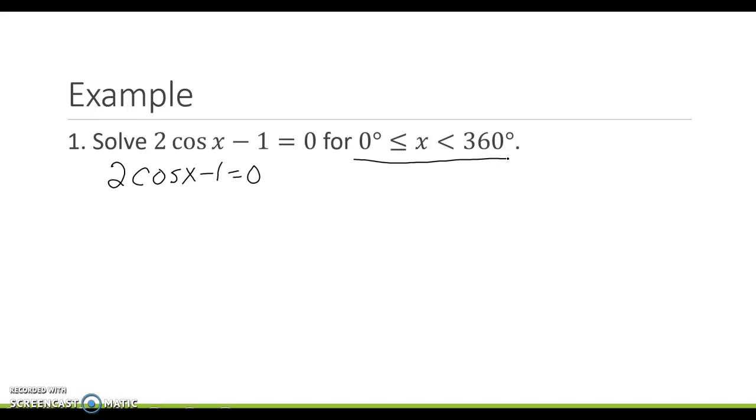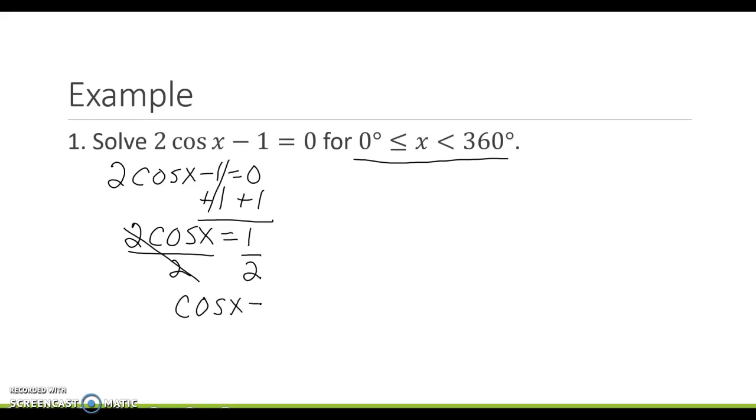First, we are going to start by getting cosine of x by itself, isolating that trig function. We will start by first adding 1 to both sides, and we get 2 cosine of x equals 1. Then we're going to divide by 2, and cosine of x equals 1/2. So we start by isolating that trig function, in this case cosine. And now we're going to think about our unit circle, and you're going to look at your unit circle and look at what angles my cosine value is 1/2.